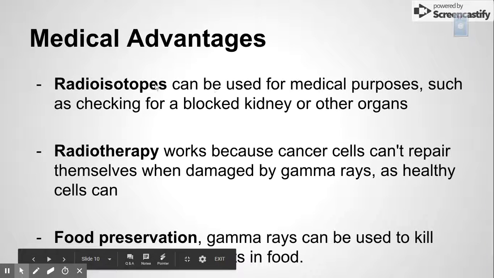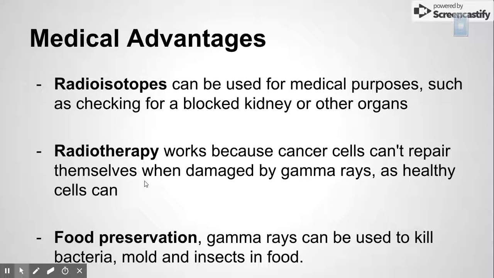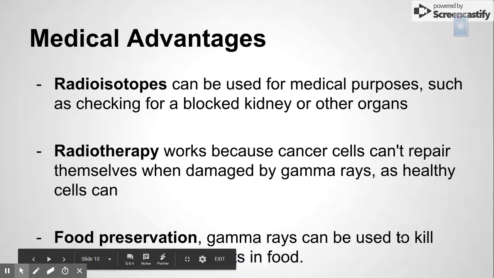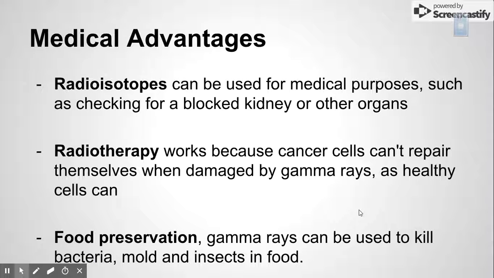Medical advantages: radioisotopes can be used to check for blocked kidneys or other organs. Radiotherapy works because cancer cells can't repair themselves. And food preservation: you can use gamma rays to kill off certain microorganisms in your food.